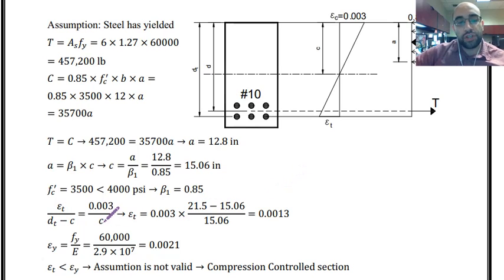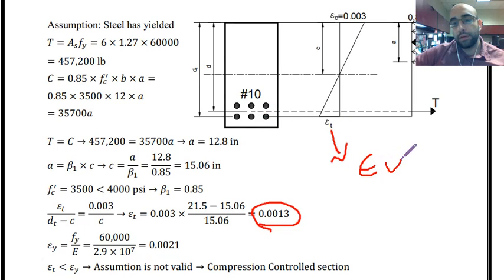So based on this equation, I can find epsilon t, and once I do that, epsilon t is equal to 0.0013, right? So this is the strain over here. Now to see if the steel has yielded or not, I have to compare it versus yield strain. If it is greater than the yield strain, steel has yielded. If not, steel has not yielded. So let's compare it with the yield strain. What is the value of yield strain?